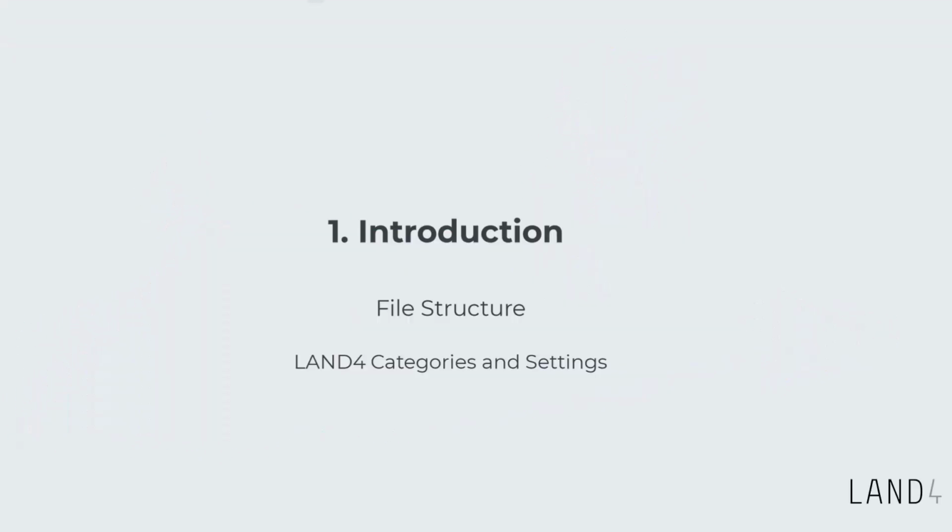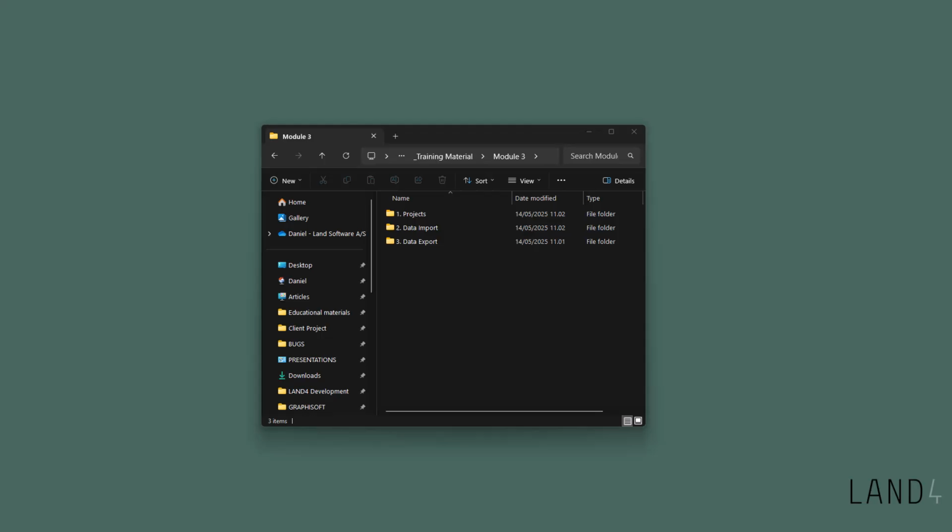A short introduction into the file structure, Land4 categories and settings before starting the job. First, unzip your exercise files. You'll see 3 folders containing all necessary files. In the first folder, we'll find the projects in a start phase and also in the done phase.